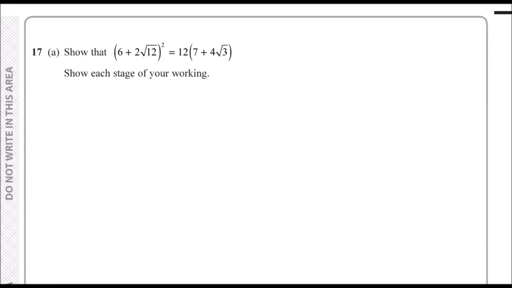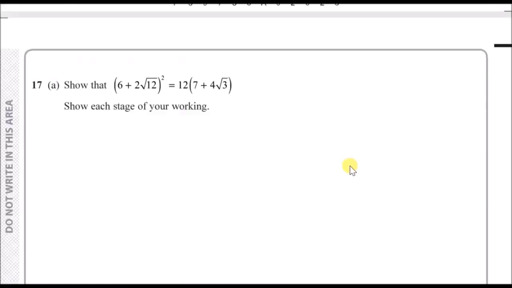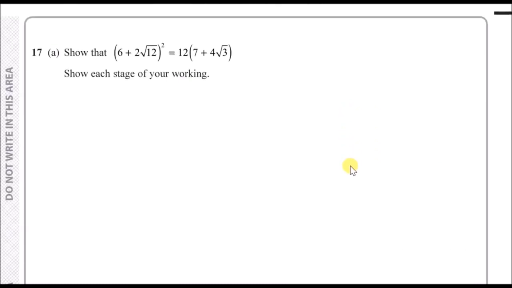Okay, number 17. So for this video, this is going to be the last part. We've got 17a and 17b. Let's do this. For part A, they want us to show that the left hand side can be rewritten as the right hand side. Okay, doesn't look so bad. Show each stage of your working.